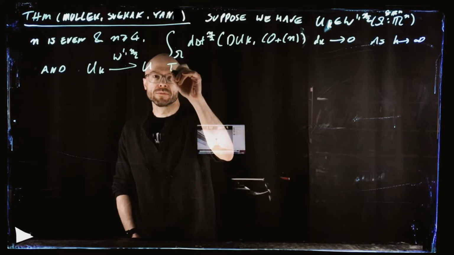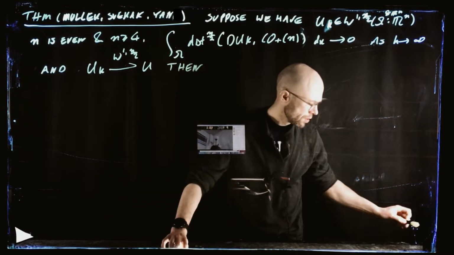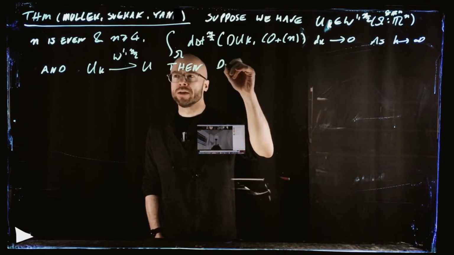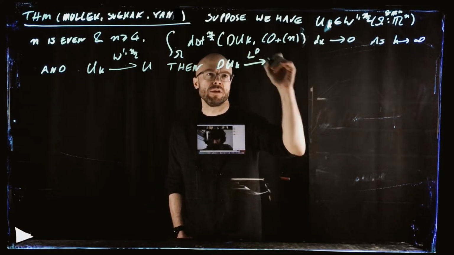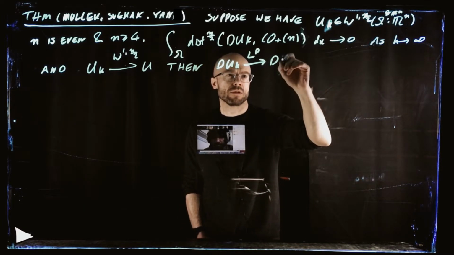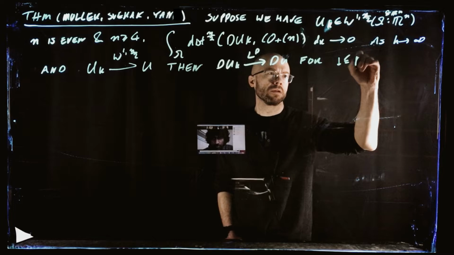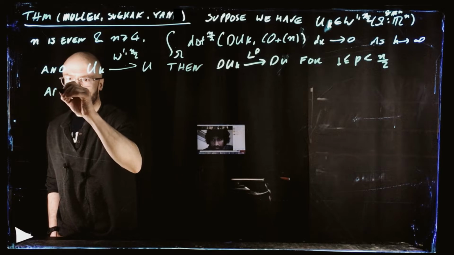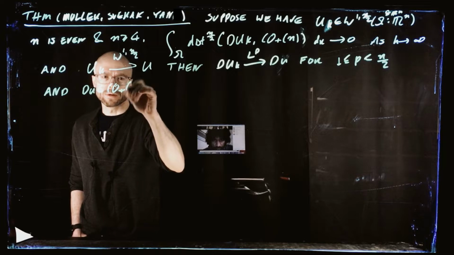Then, good. We firstly have that the gradients actually converge strongly in L^p, for p between 1 and strictly less than n/2. And as a consequence, the gradient of u belongs to the conformal matrices.